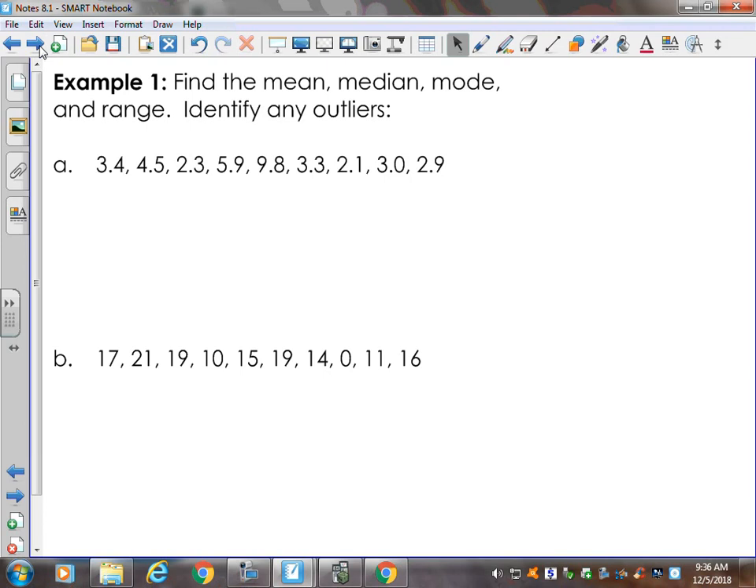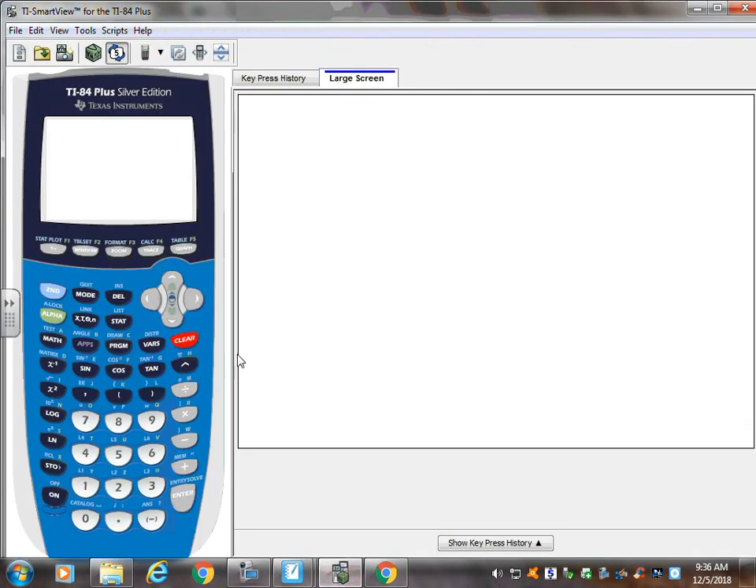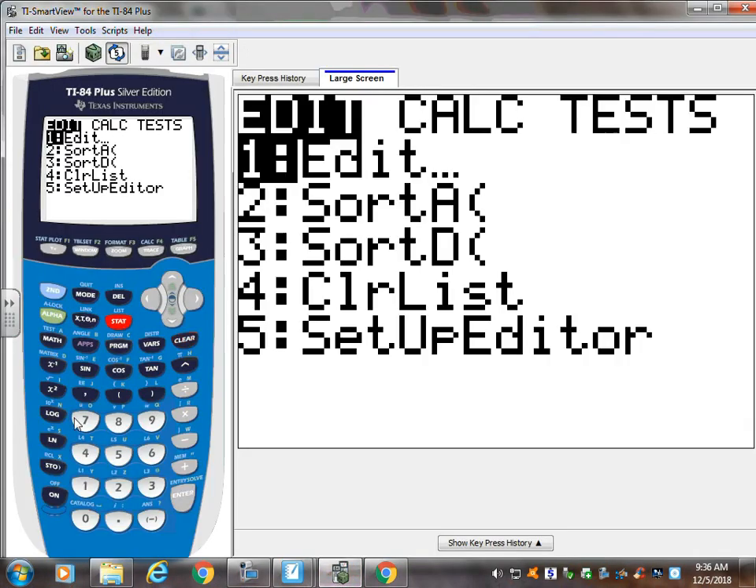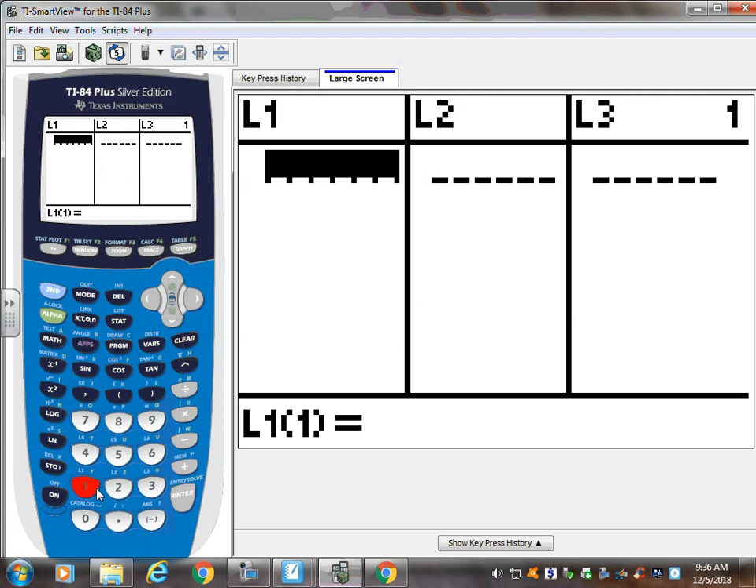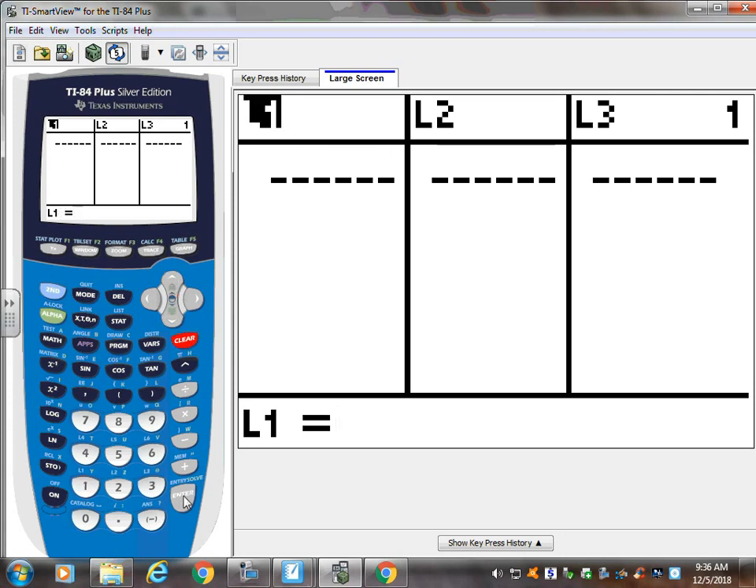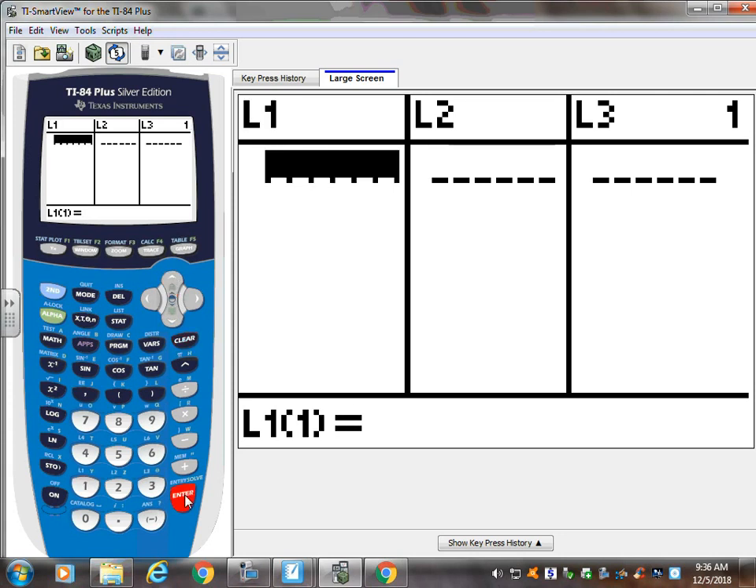To do the math with this, you have to put it in Stat Edit. So if everybody will go in Stat Edit on your calculator, press the Stat button and press Edit. If you have anything in any of the columns in here, it would be to your advantage to delete. Does anybody have stuff in their columns? If you do, what you have to do is go up to the top and hit Clear Enter, and it will clear the whole column.